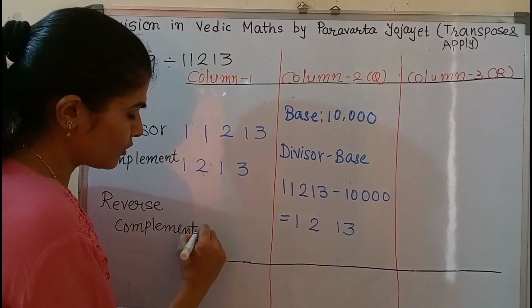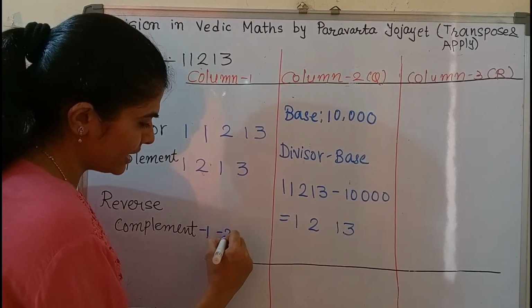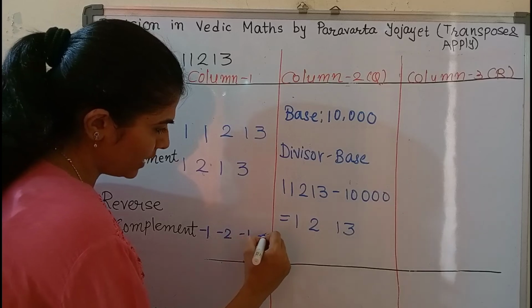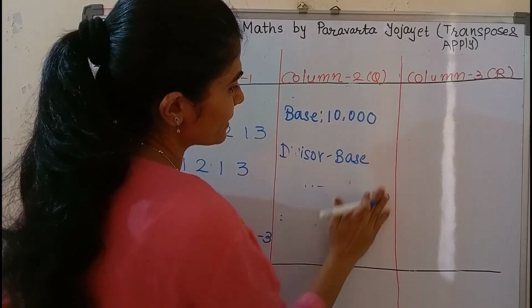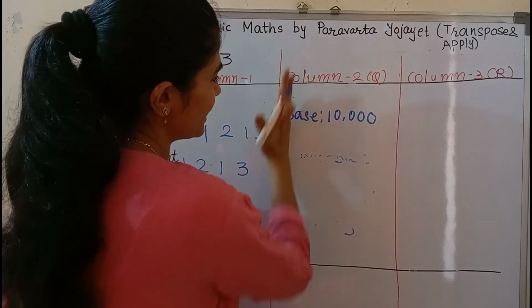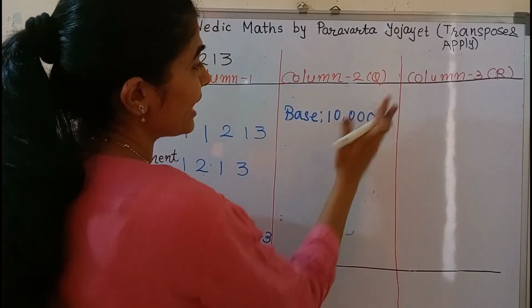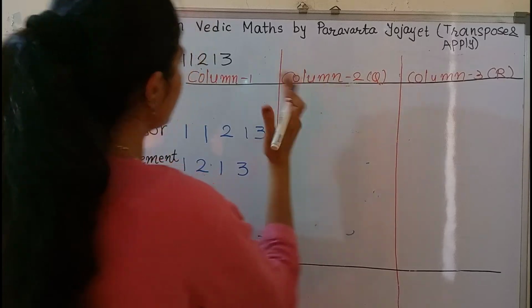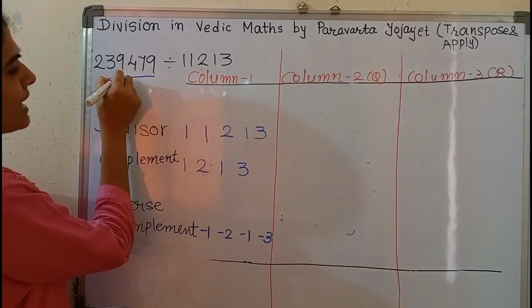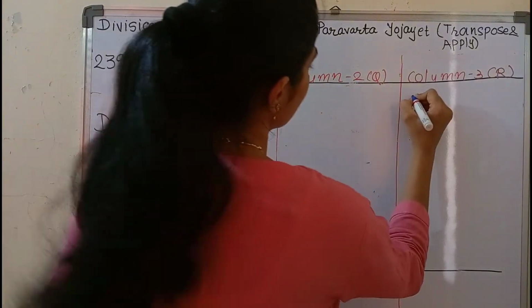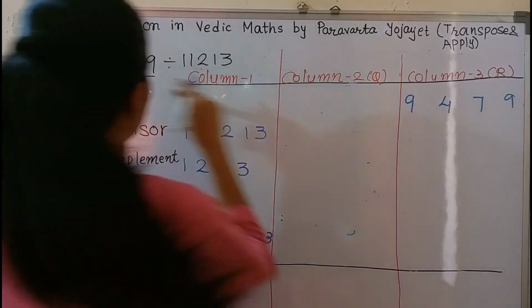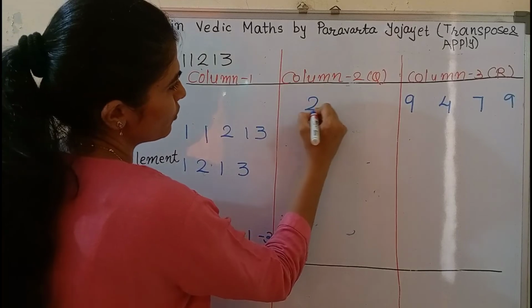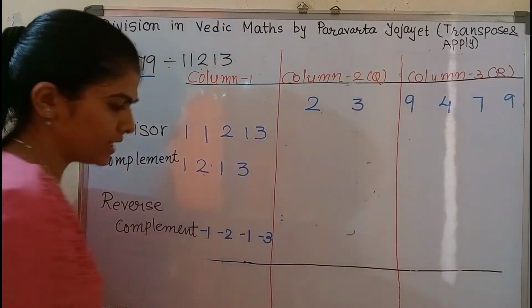Now I need to write down the complement by reversing its sign. So negative 1, negative 2, negative 1 and negative 3. Up to this. Now, how many zeros are there in the base? We need to decide that, which is very important. There are 4 zeros, right? So 4 zeros means I should write down the last 4 digits over here, which are 9, 4, 7 and 9, and the first 2 digits are left. So the rest of the digits will go over here.